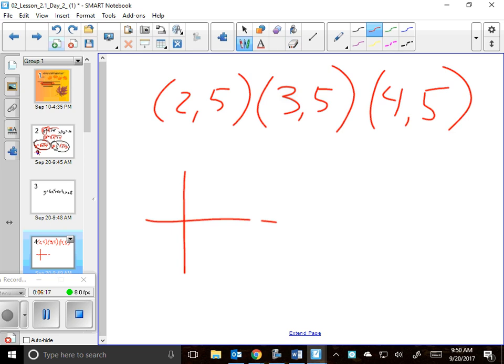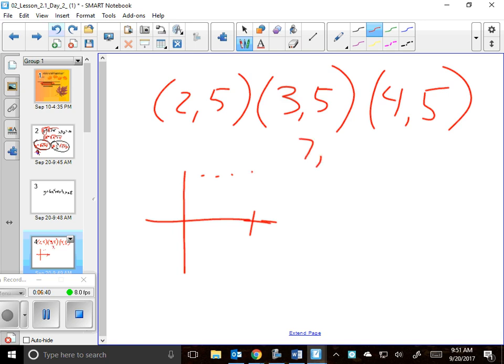Over 2 up 5, over 3 up 5, over 4 up 5. Is that breaking the vertical line test? Nope, that's not a problem. The thing is, if you put in an input like 7, it better not give you 2 things. It better not give you 0 and 7. If I put in 7 in the function, it better not have 2 answers.